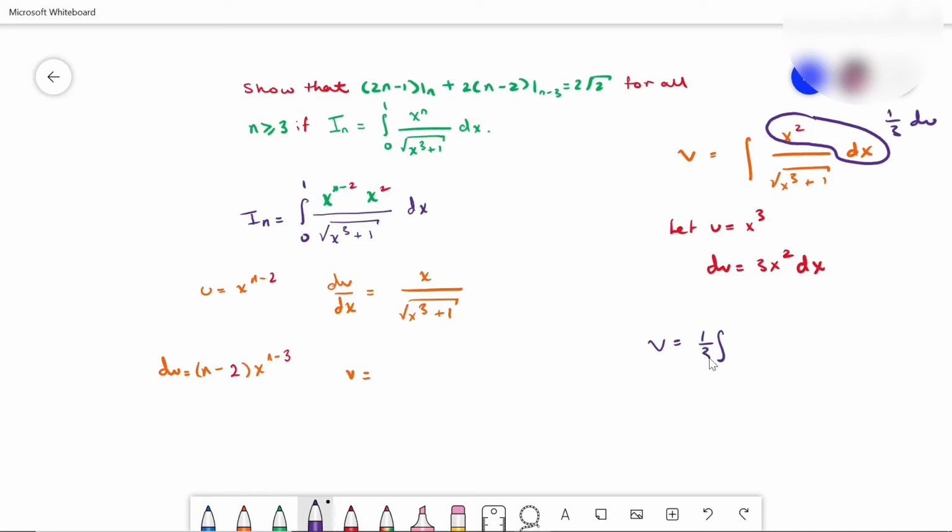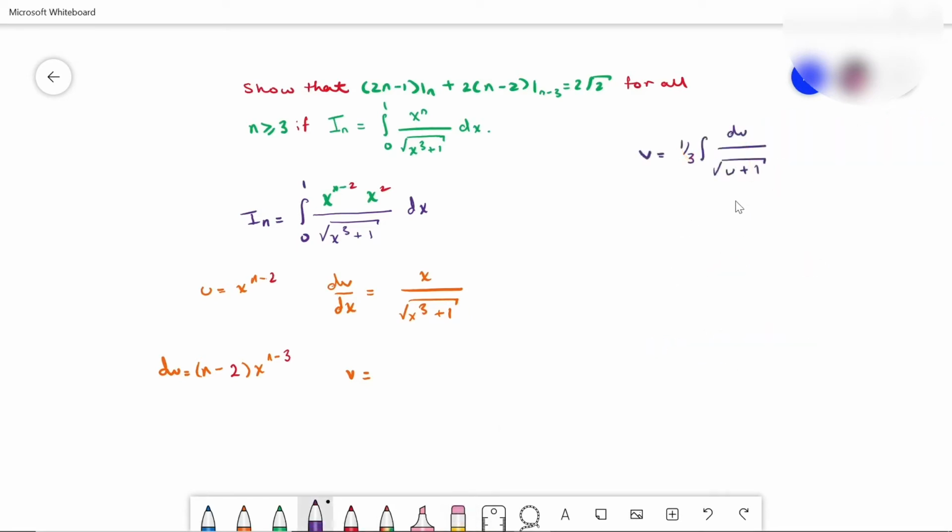So I'm going to take the third out. And I'm going to put the du on the top. And in the bottom, we just have the square root of u plus 1, because u is x cubed. And there we go. Our integral has been reduced now. Okay, so we've got this far with this problem so far. And we're yet to calculate this integral here. So let's go ahead and evaluate the integral.